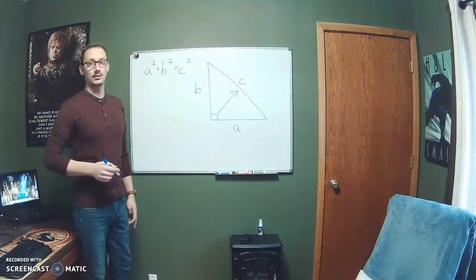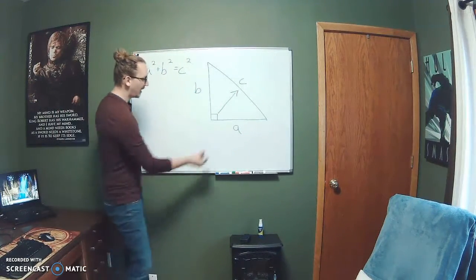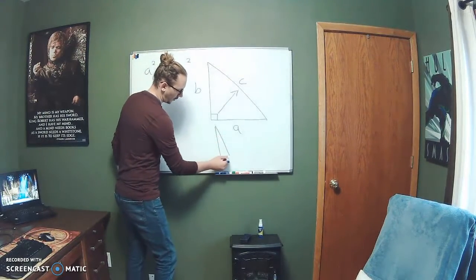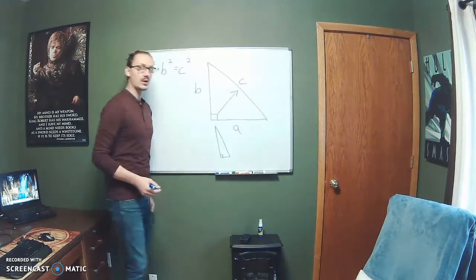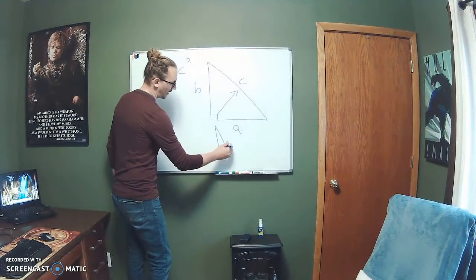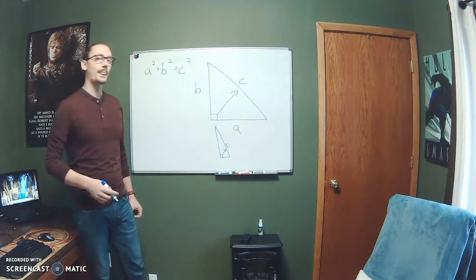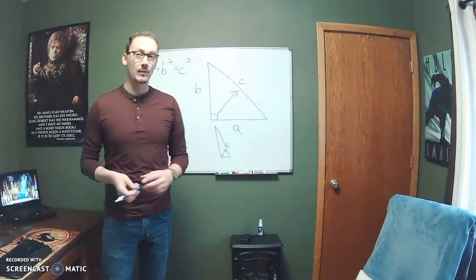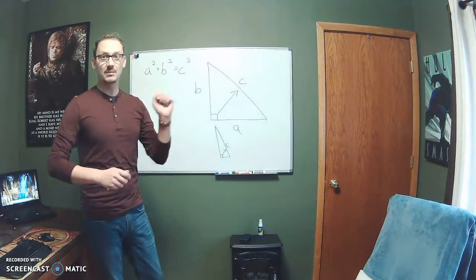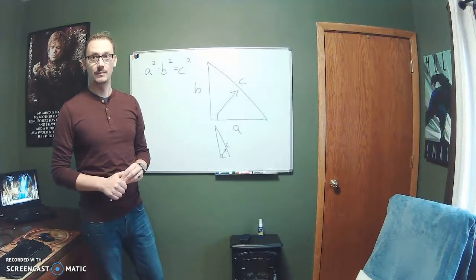the right angle. Okay? And that doesn't matter what size or what shape the right triangle is. Wherever the right angle is, opposite that will always be C. And A and B can get flipped around, but C cannot. C must be the hypotenuse. Okay?